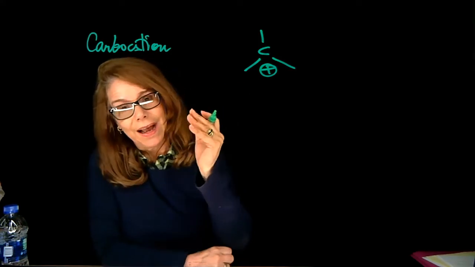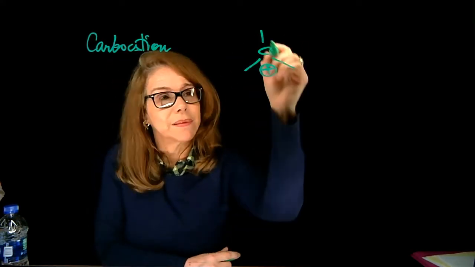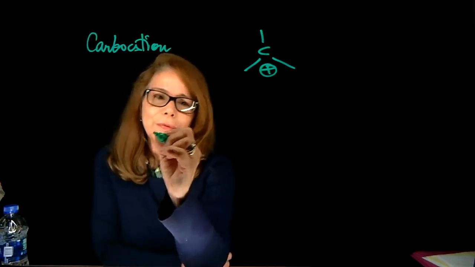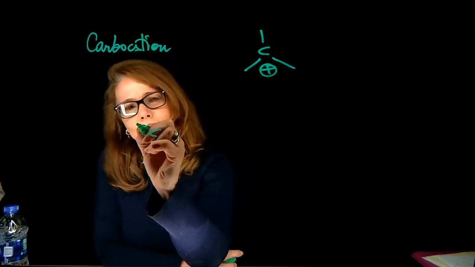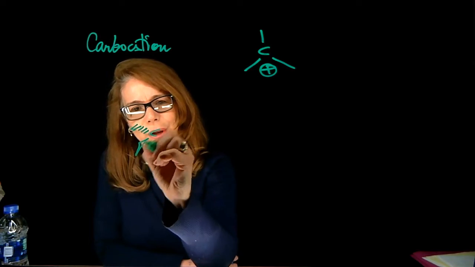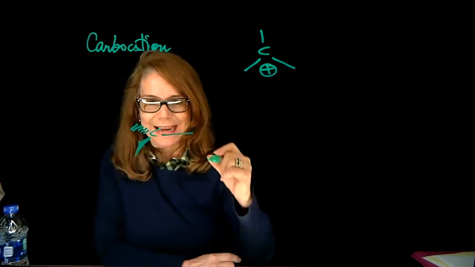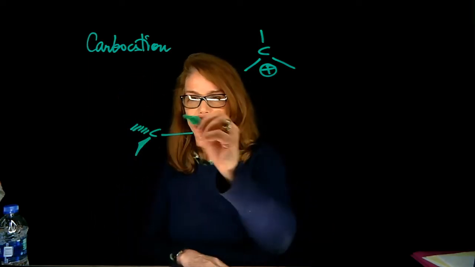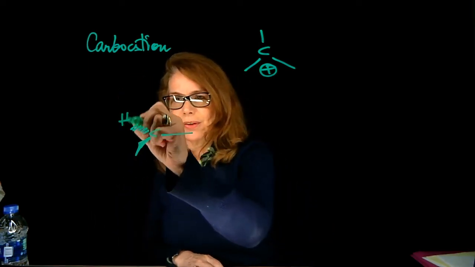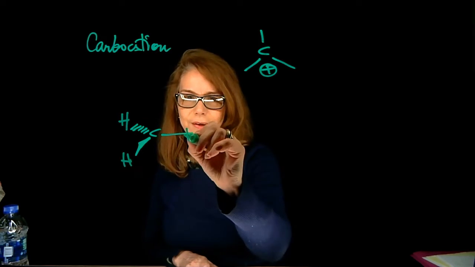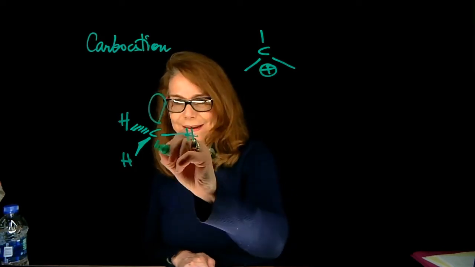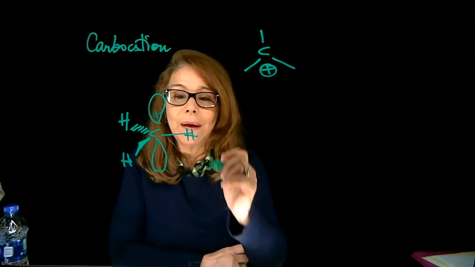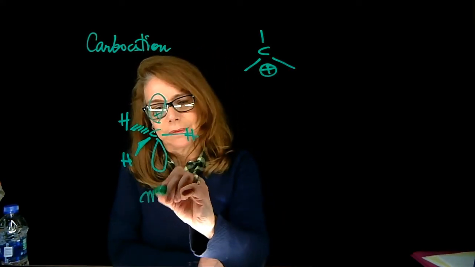Now, different carbocations, depending on the substitution here, will have different stability. For example, I'm going to draw the carbocation in the plane perpendicular to the screen right here. I'm going to draw hydrogen, hydrogen, hydrogen, and my empty p orbital like that. Now, that is what we call a methyl carbocation.